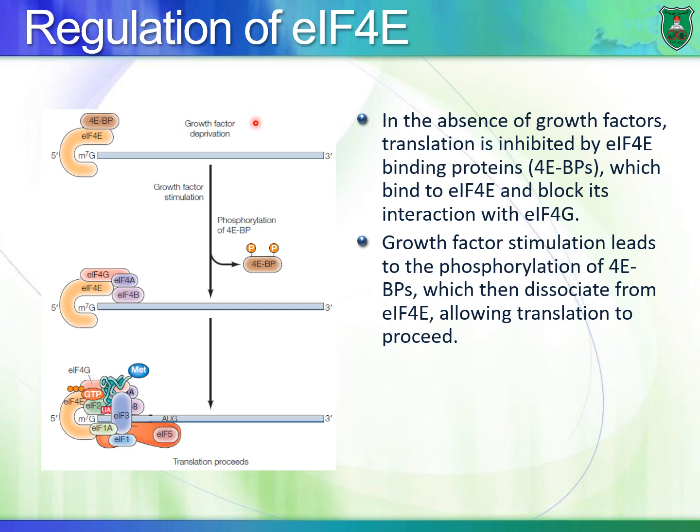So if there are growth factors, what happens is that the binding protein, the 4E binding protein, gets phosphorylated, and once phosphorylated, it gets released, and you have formation of this whole complex. And now the small ribosomal subunit can bind to the 5' end of the messenger RNA, and translation can be initiated.